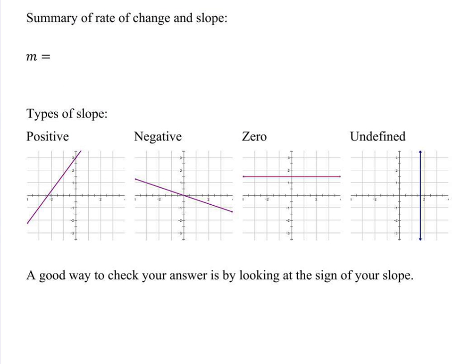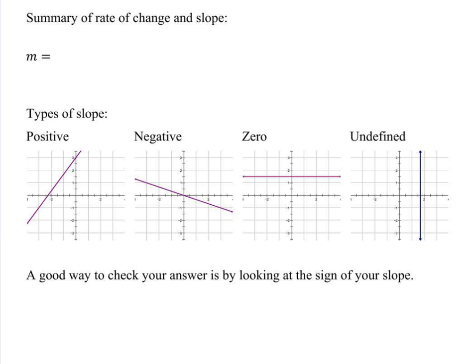Okay. The summary of rate of change and slope. So rate of change and slope are exactly the same thing. They're identical. Rate of change is what we talk about when we're talking about a real world situation, like when you're driving down the road. Your rate of change is your speed. Slope is what we talk about when we're just talking about algebra type stuff.